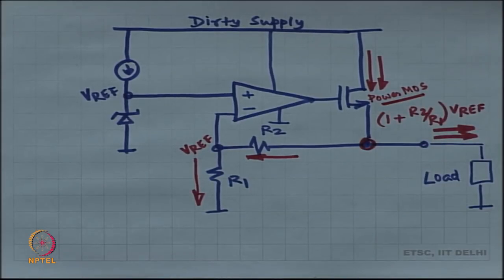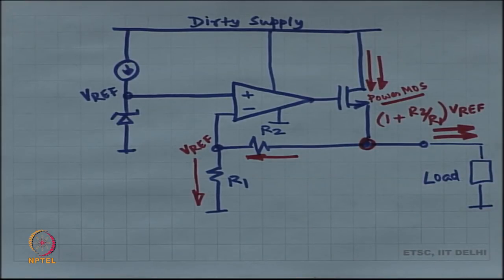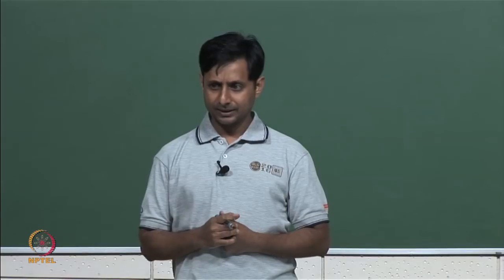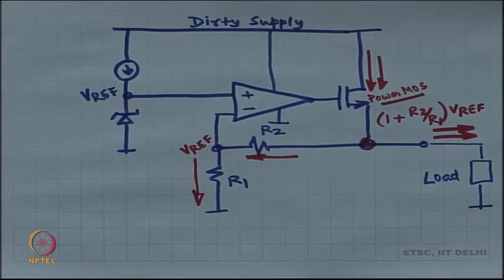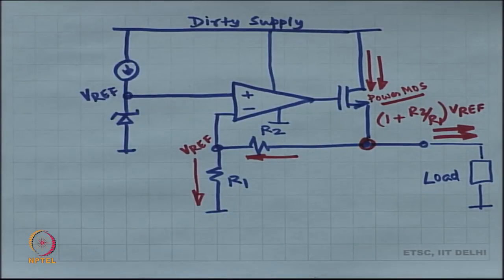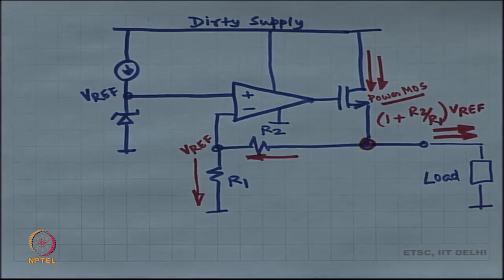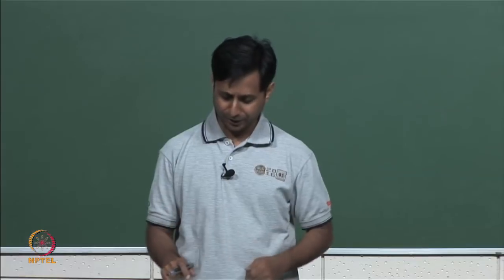Okay, you are going to use a power MOSFET over here, and that is in charge of pushing power. Now, sometimes you do not even need a dirty supply. The supply does not have to be dirty, you still need a regulator. For example, if the load itself is varying with time, sometimes the load is very large, sometimes the load is very small. Small current, large current.